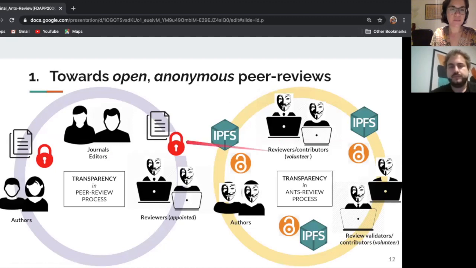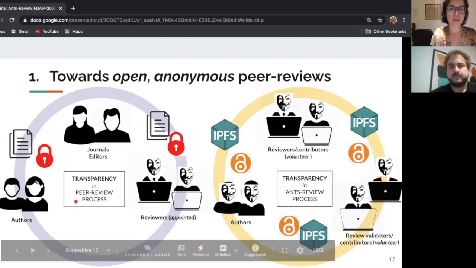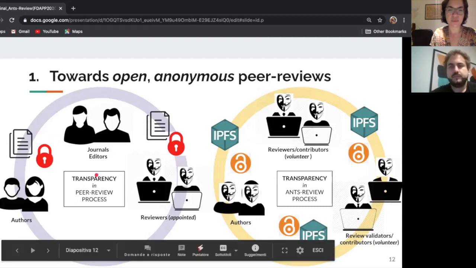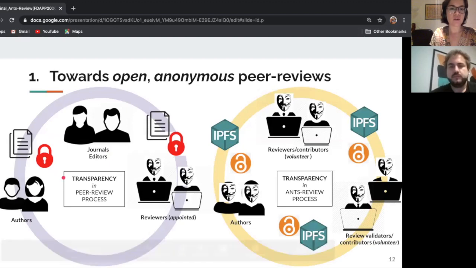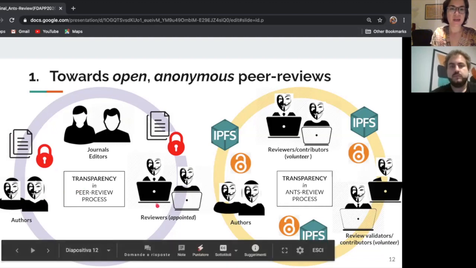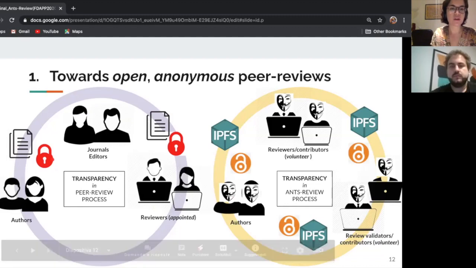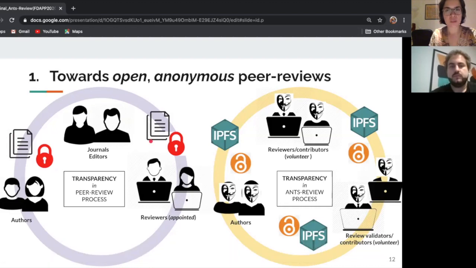In the current system, which usually adopts the single-blind review approach, the reviewer's identity is masked to the authors. And all the process that happens before the publication is closed to the scientific community. Another option is the double-blind approach that we mentioned, where also authors are masked to reviewers. And the other one is the open reports. In any case, the manuscripts are usually not open to the scientific community.